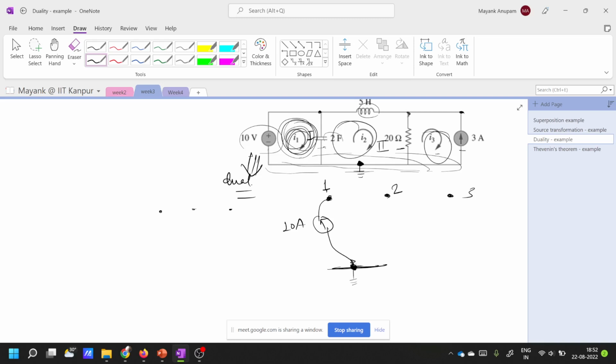Now tell me what happens to this 2 farad element. But first, it is between mesh one and mesh two. Let us do an easy thing here. What happens to this 3 ampere current source?